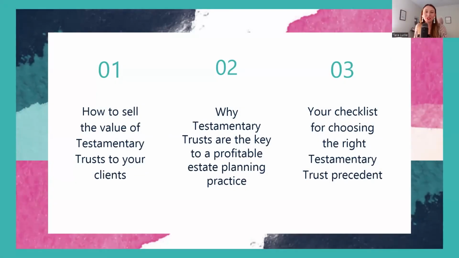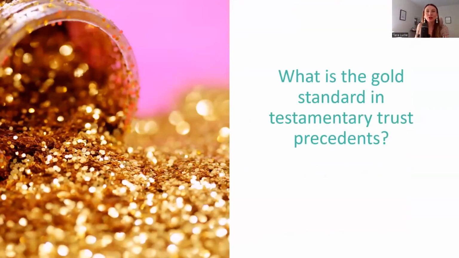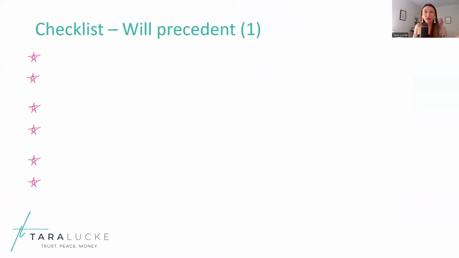One of the key steps to offering testamentary trust is having a quality and reliable precedent that you can trust. So, I want to tell you what I think is the gold standard in a testamentary trust. You can either use this as a benchmark for your existing precedent, or if you are looking at other precedents and upgrading yours, this is what I think you should be looking for.